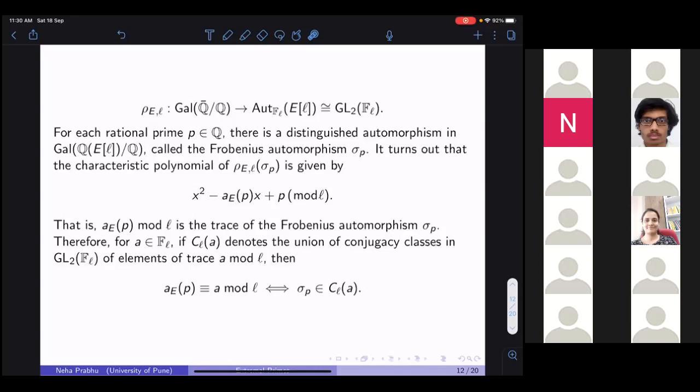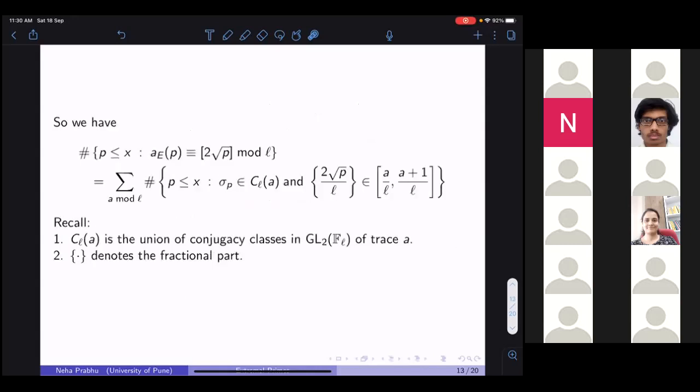Okay, so we've unpacked the two conditions. Going back, this is what we started with. We wanted to count the number of primes for which the extremality is satisfied mod L. And breaking down the two congruences gives us the Frobenius at p sitting in a certain conjugacy class, or rather a union of conjugacy classes, and the fractional part of 2 root p divided by L lying in a certain interval. Okay, now these two appear as special cases of theorems already known in the literature. For example, for Frobenius sitting in a conjugacy class, if you're a number theorist, you would immediately think of the Chebotarev Density Theorem.